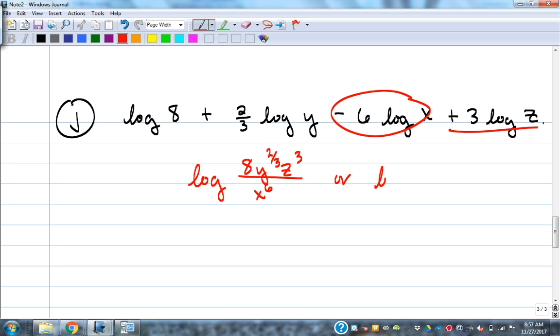I'm going to show you another way that could be written. So when you're checking answers, you may see it a different way. That could be 8 the cube root, or 8z to the third. That's how they would write it. The cube root of y squared over x to the sixth. Both of those are correct.